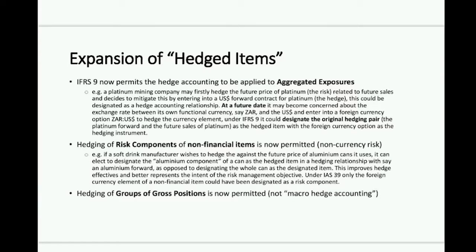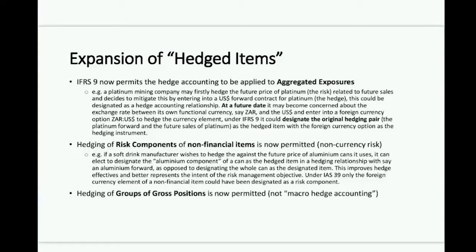The second change that impacts hedged items is the hedging of risk components specifically related to non-financial items. Those of you familiar with IAS 39 would say that's always been permitted, but you would also know that it has only been permitted for foreign currency risk. What has now been expanded in IFRS 9 is that we can include the risk component of non-financial items that are not related to currency, for instance commodity price. So that's now permitted, and it expands the risk categories that can be hedged in relation to non-financial items.